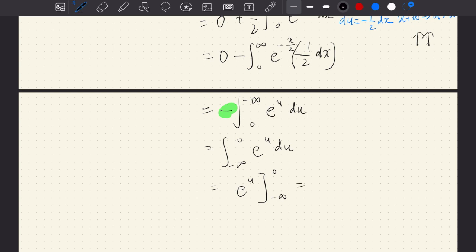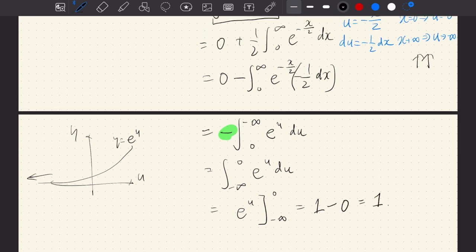So for the upper limit, this would equal 1, right? And for the lower limit, you can see that we actually need limits to evaluate e to the u at negative infinity. But you can do it in your head, because when u goes to negative infinity, it is a very negative number of large magnitude. So from the graph of e to the u, you know that when u goes to negative infinity, the value of e to the u should go to 0. So this is equal to 1 minus 0, which is 1.